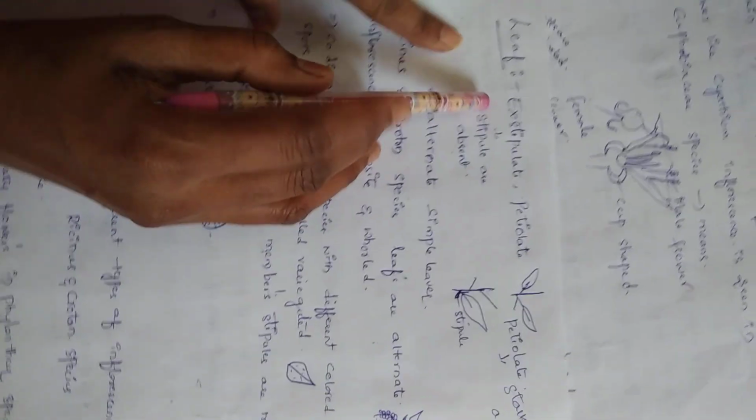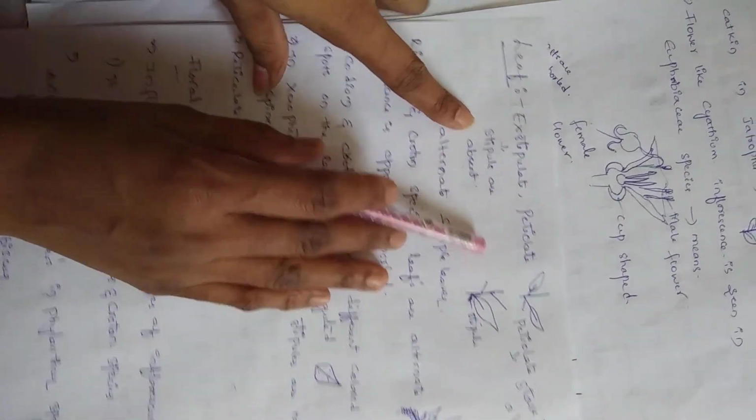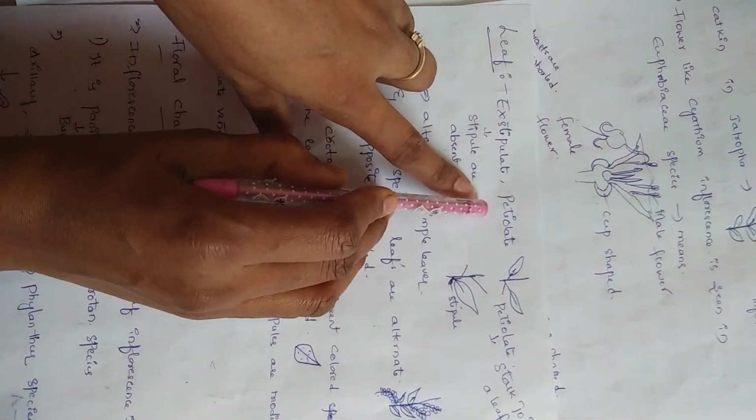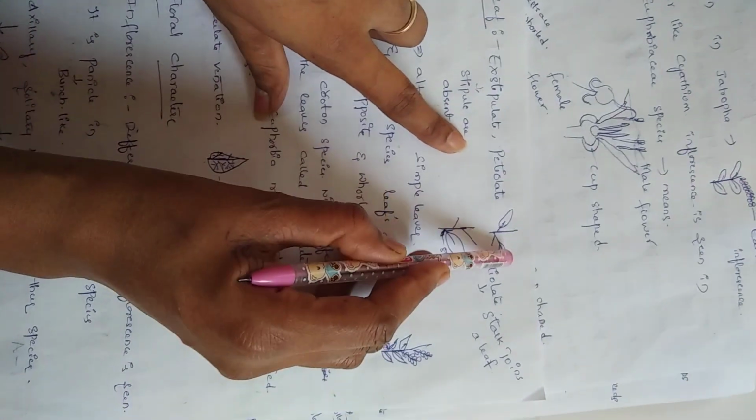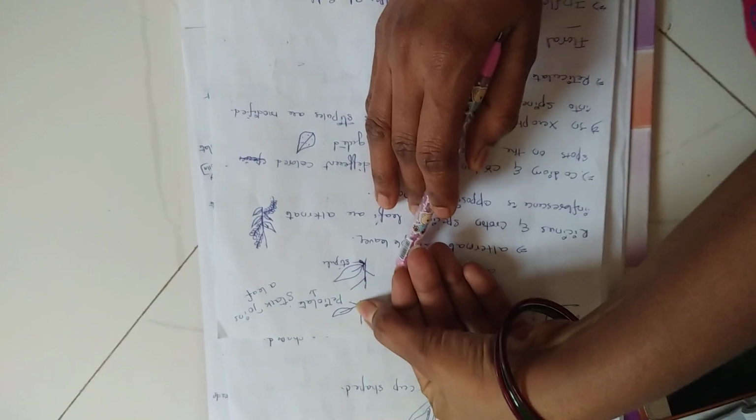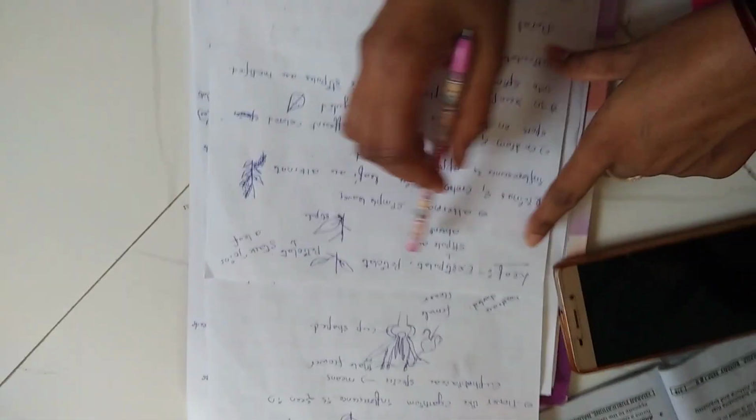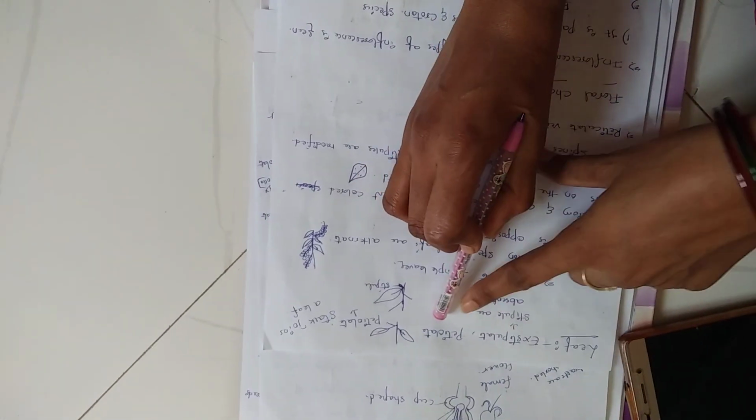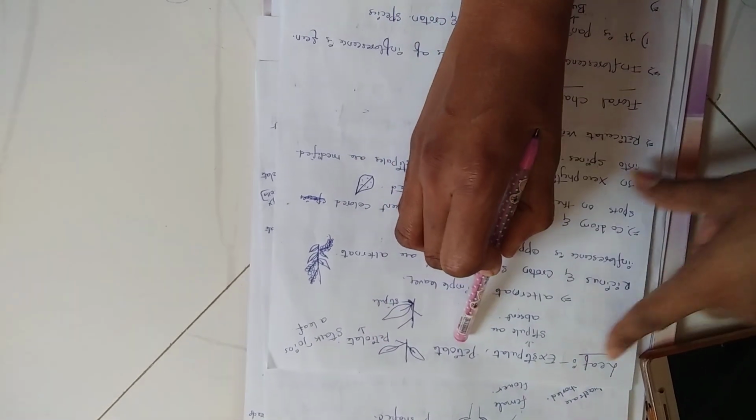And next one is the leaf, and leaves are exstipulate, that means the stipules are absent in some species, and also petiolate, that means the stalk that joins a leaf. For example, if the leaf is joined by a stalk, it is called a petiole. That means in the leaf characters, in some species the stipules are absent and petioles are present. The leaf joined with a petiole is called petiolate.